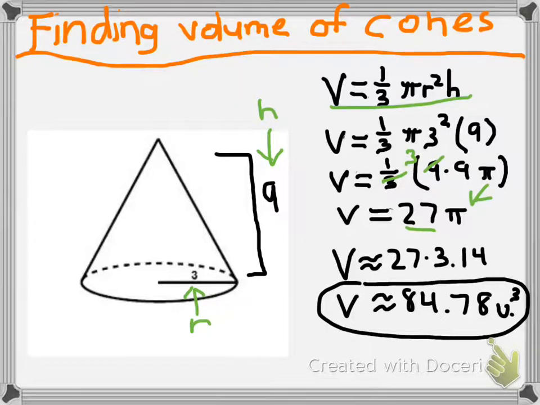So 27 times pi. Pi is equal to 3.14, which is what I mentioned in my last problem I taught you. So we would change this to an approximate sign. Volume is approximately equal to 27 times 3.14. And with that, volume is approximately equal to 84.78 units cubed. And always remember, if you're approximating with this, then you always have to put the approximate sign. And this is the answer.